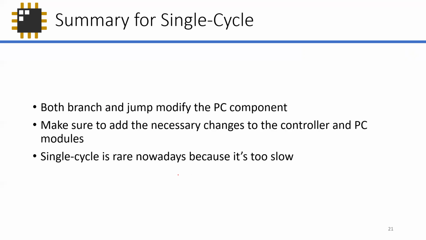So again, summary for single cycle is that today we've taken up branch and modify jump instructions. You have to make sure that the necessary changes are done for the controller and program counter. And then a side note that single cycle is rare nowadays because it's just too slow. Okay, but there's some benefits for it.